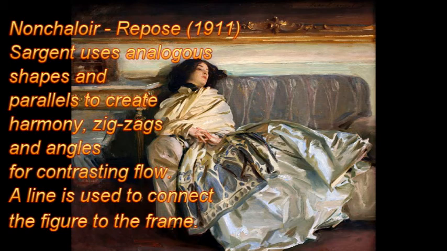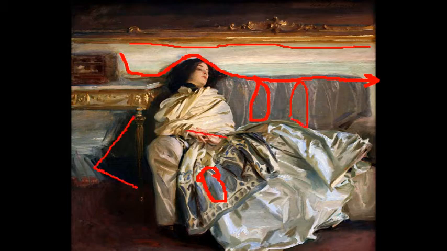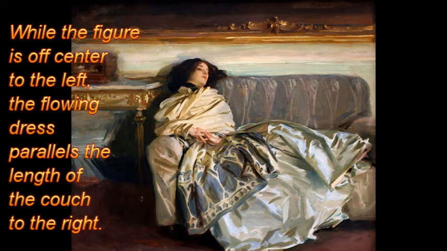Repose, 1911. Sargent uses analogous shapes and parallels to create harmony, and zigzags and angles for contrasting flow. A line is used to connect the figure to the frame. While the figure is off-center to the left, the flowing dress parallels the length of the couch to the right.